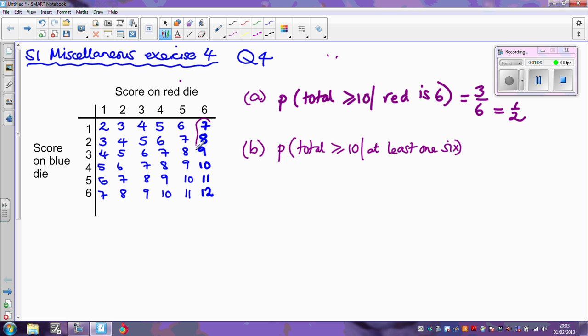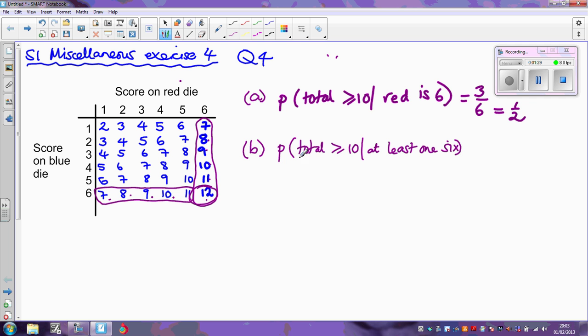Well, at least one 6 means that the red die could be a 6. Well, that's all of these. And also all of these ones here. Notice there's a bit of overlap. So in fact, there are only 1, 2, 3, 4, 5, 6, 7, 8, 9, 10, 11 possible outcomes where at least one of the dice shows a 6. This one means that they both show a 6.